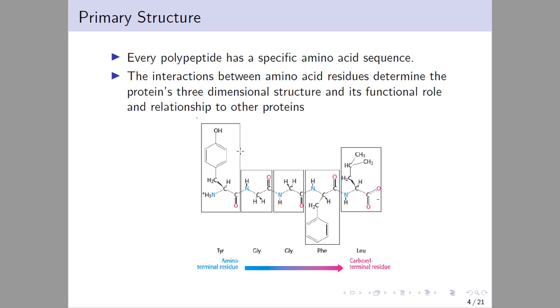Here we see the tyrosine, lysine, phenylalanine, leucine. These are one polypeptide. This is the amino terminal residue, and here we have the carboxyl terminal residue.